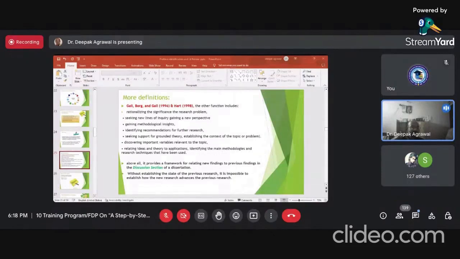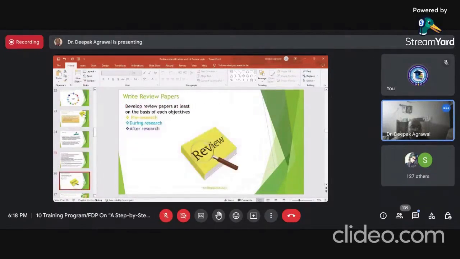Then, without establishing the state of the previous research, it is impossible to establish how the new research advances on the previous research. So for extending the work, again, the previous research is required. And that is why the literature review is suggested.